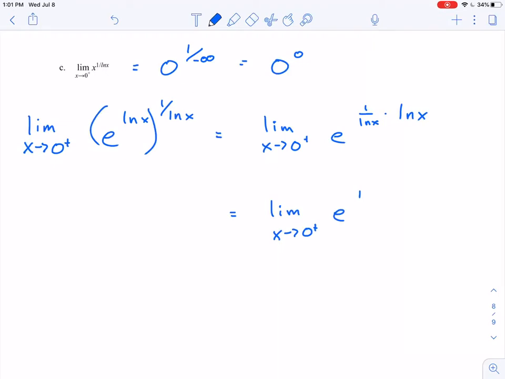There's nothing else I need to do at this point, because this is just a constant. I'm done. This is really just e. So, hey, that was a really nice unexpected result. I didn't even have to use L'Hopital's rule. I just had to think about how I could rewrite this in a very clever way.